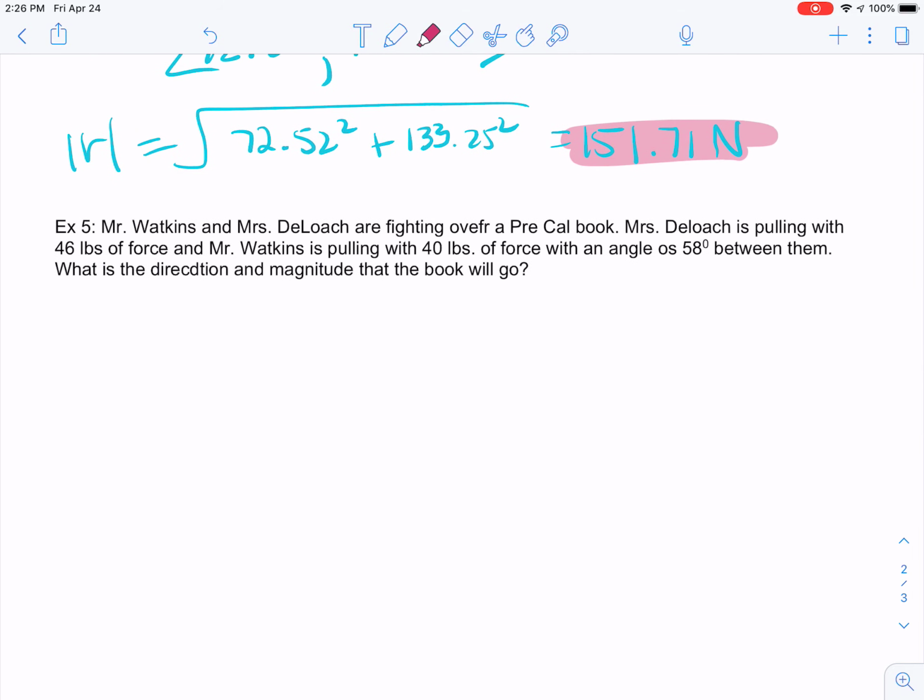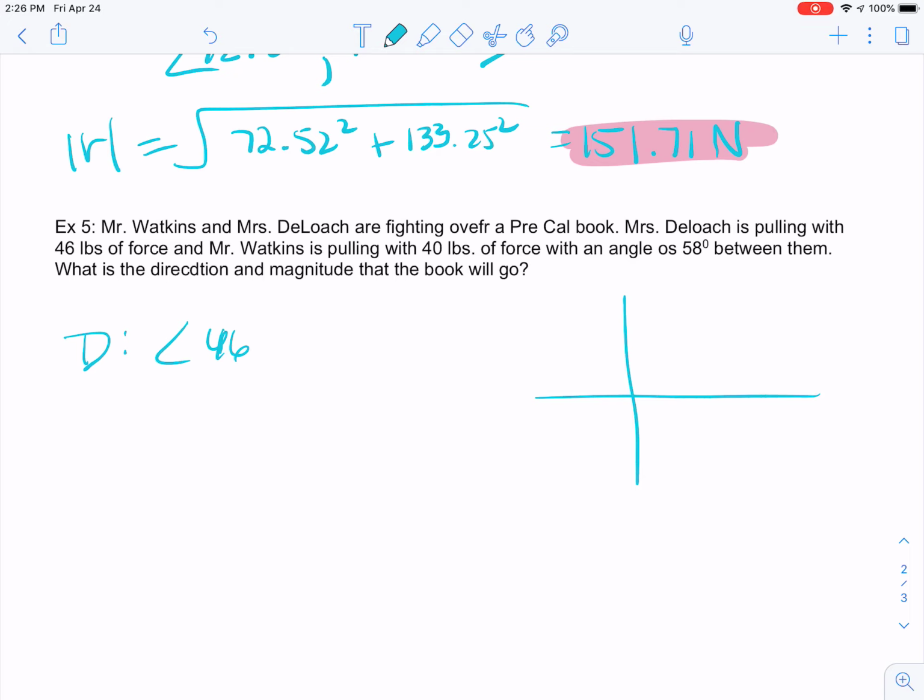Last one. Oh, Mr. Watkins and I are fighting. Uh-oh, pre-cal books are so awesome. All right, so here we go. We're fighting. I'm pulling, so Deloach is pulling with 46 pounds of force. And the angle between us is 58.